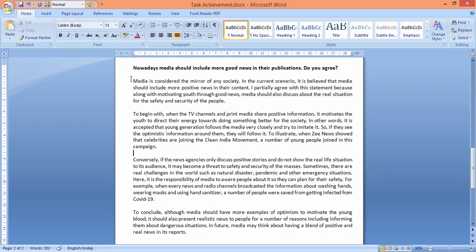There is a flow. You can see there is a flow in this, what we call cohesion and coherence, and you can see the cohesive devices: to begin with, in other words, conversely, to conclude, for example, to illustrate. You don't need so many cohesive devices; 6, 7 are enough. See the flow, see the content, see the relevance, or to the point. You will not find any sentence which is not answering the essay question.